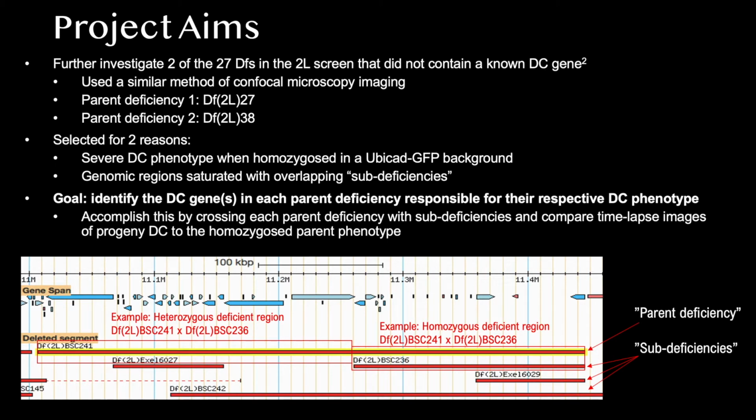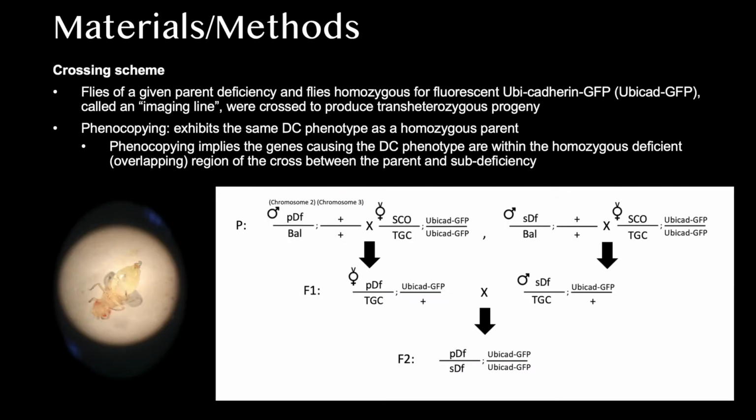their respective DC phenotype. This is a diagram of the crossing scheme we use to acquire the transheterozygous embryos. The purpose of the first cross is to balance the parent deficiency and subdeficiency over a marked balancer using an imaging line of Ubi-cadherin-GFP on the 3rd chromosome. Males of the parent deficiency and subdeficiency are crossed with females of an imaging line on standard cornmeal and molasses fly food at 25 degrees Celsius for 10 to 14 days. The progeny are selected by picking flies with traits correlating with TGC, like curly wings, while selecting away from flies with traits correlating with SCO, like missing scutellar bristles.